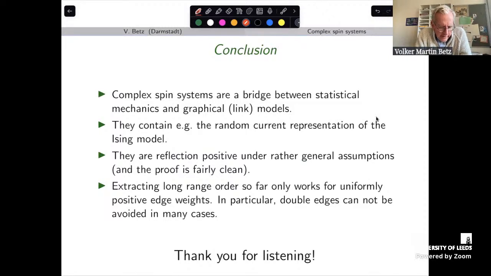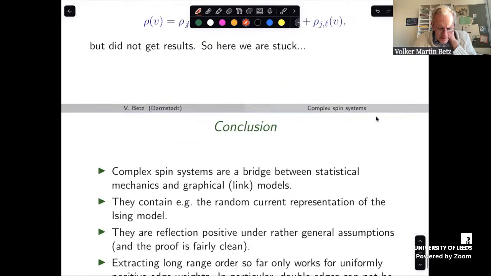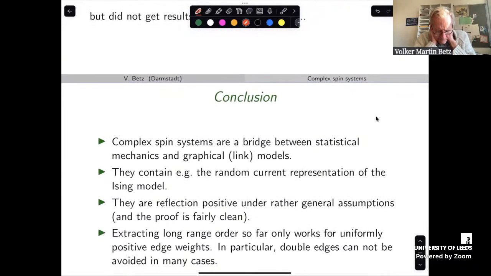Complex spin systems are a bridge between statistical mechanics and graphical models. As I said, they're not completely new. The random current representation is known, and they also appear in a paper from last year by Lorenzo and Yvo, I guess, because we also talked about this a little bit.